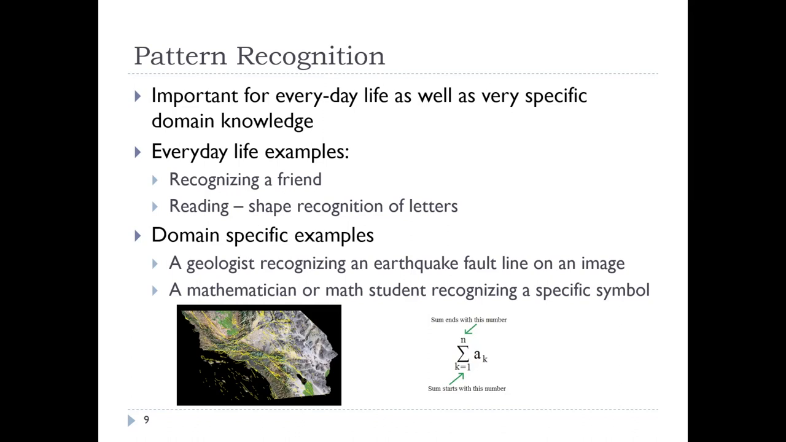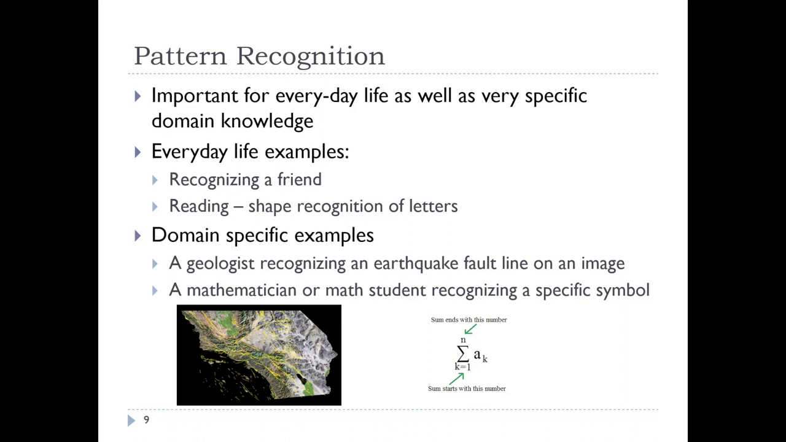You've got to recognize a friend. How do you recognize a friend? Well, you see their face, whatever. Okay. Reading. If we couldn't recognize letters, that's pattern recognition. You wouldn't be able to read. And there are different situations. Somebody might be dyslexic and have a hard time. They train themselves differently for different kinds of pattern recognition, and they get help with that. But it's also very domain specific, right?